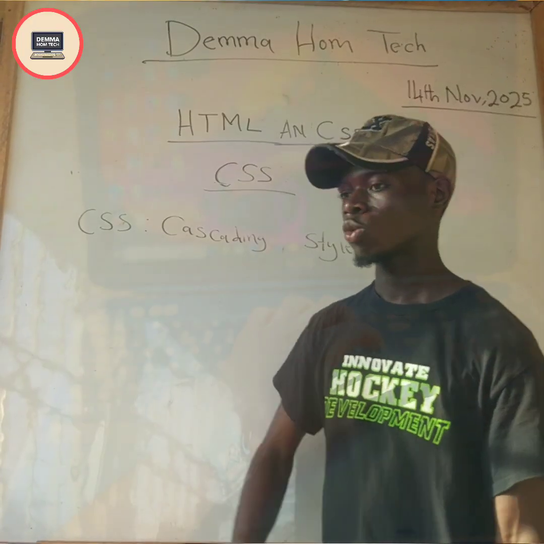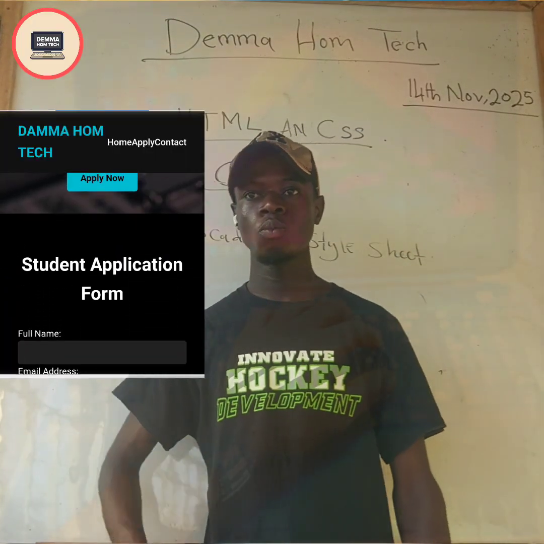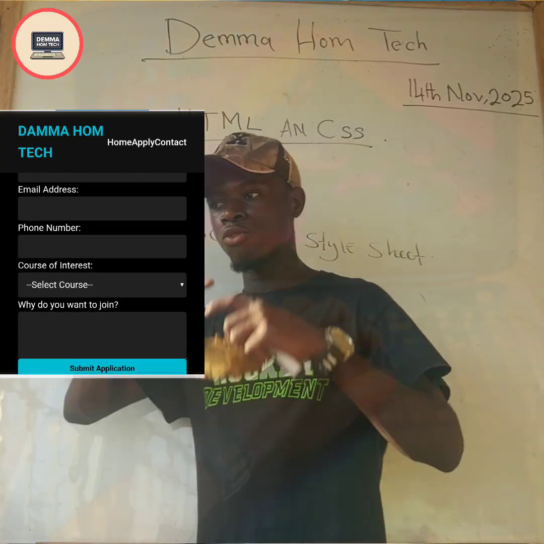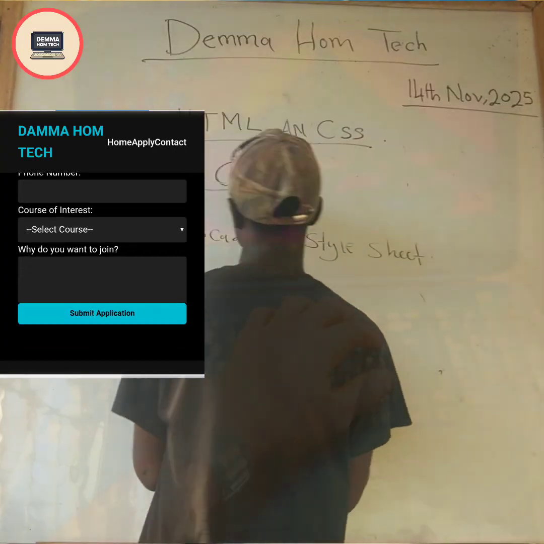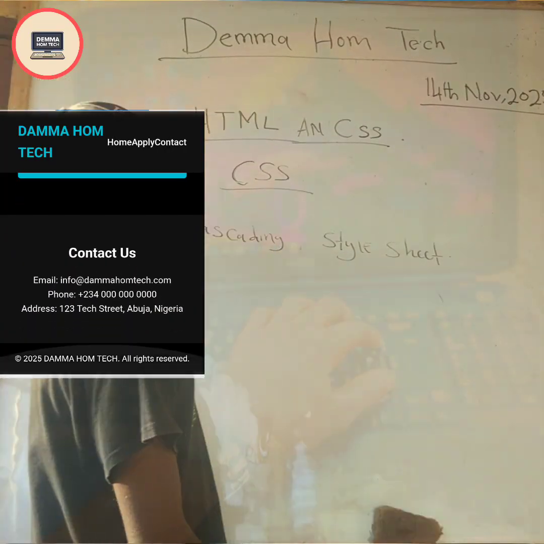CSS is used to what? To style our elements, to style our code, to make it look more beautiful by adding colors, structure, the form you want it to be. Let's say text: you want it to be bold, italic, underline, you use CSS for that.